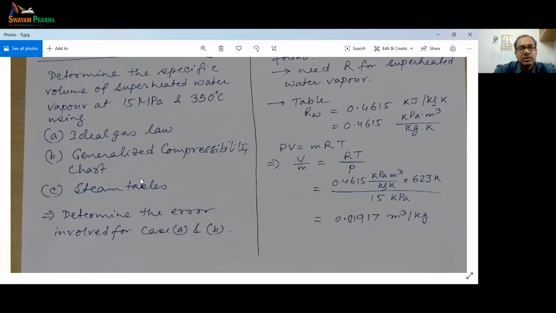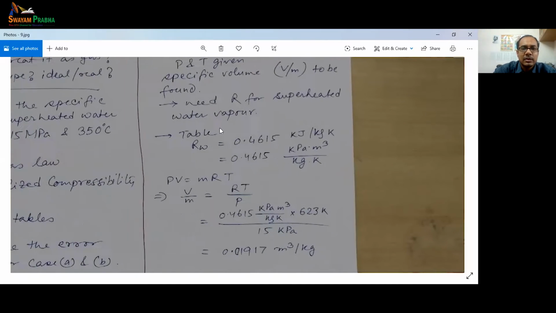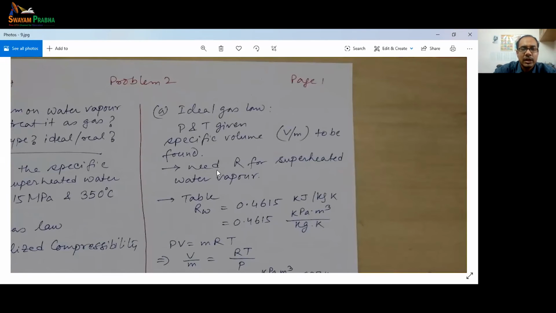Steam tables also give you the superheated properties and the specific volume, right? So you can find that from the steam table as well. And after finding all of these values, you need to find the error involved. Okay, so let's see how we can do this.